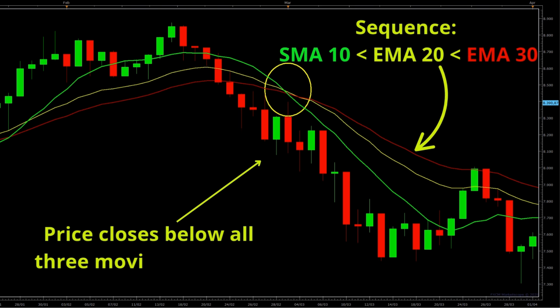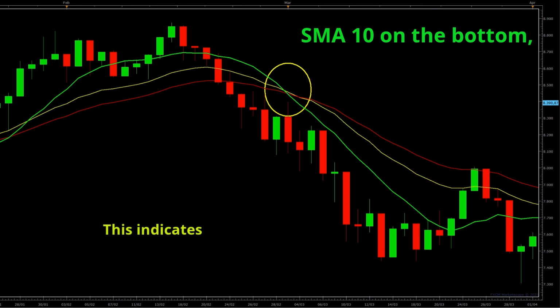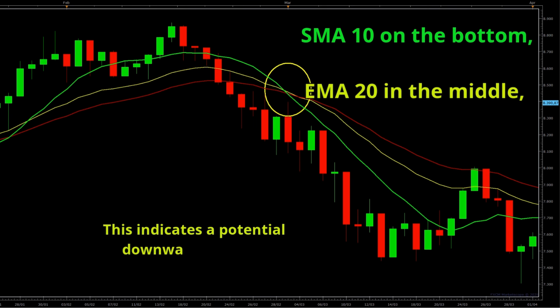We can see both of our rules being met. The moving averages have crossed into the correct bearish sequence, and the price has decisively broken down, closing below all three lines. Let's focus on the structure. The fast SMA 10 is leading the move down, the EMA 20 is in the middle, and the slow EMA 30 is on top, acting as resistance. This clean separation is exactly what we need to see to confirm a potential downward reversal.